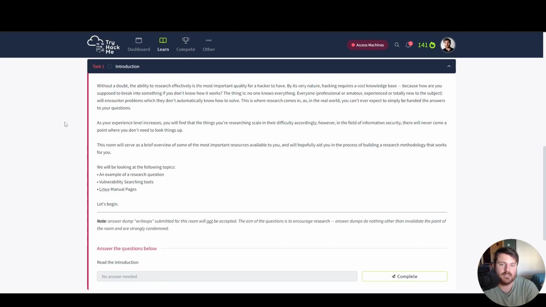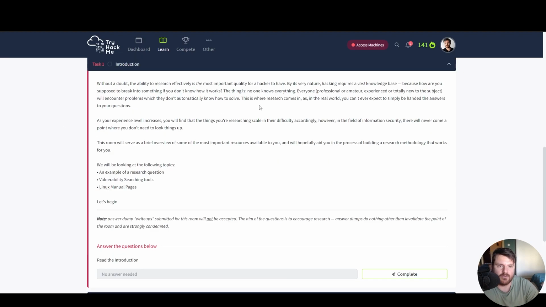Yes, that's very true. By its very nature, hacking requires a vast knowledge base, because how are you supposed to break into something if you don't know how it works? The thing is, no one knows everything.